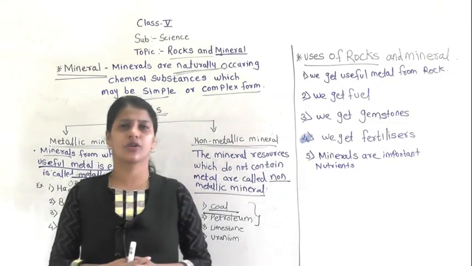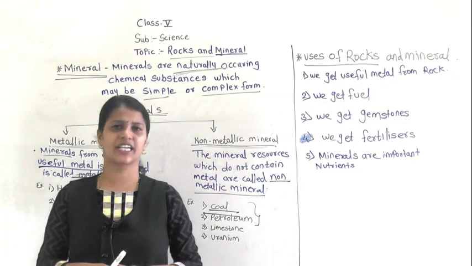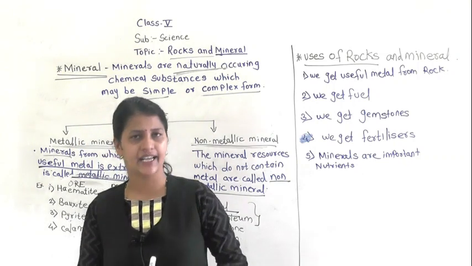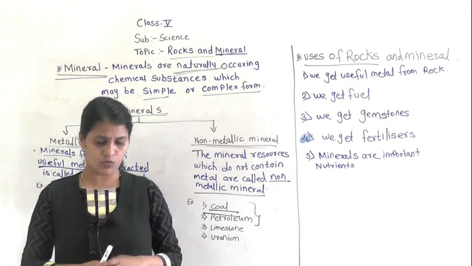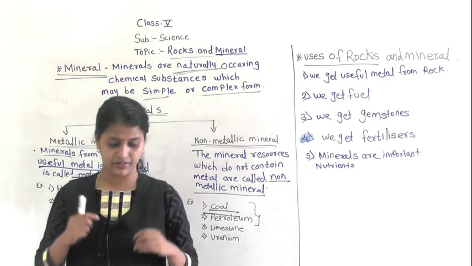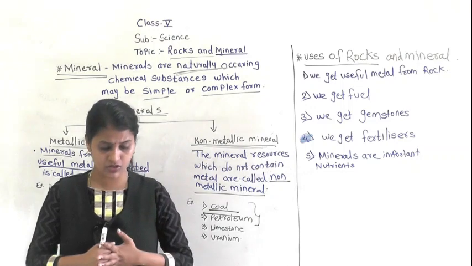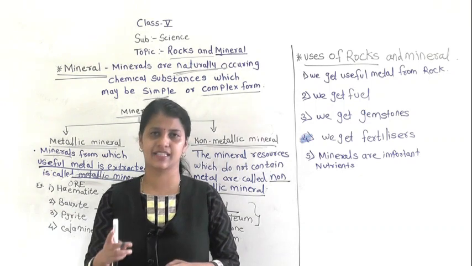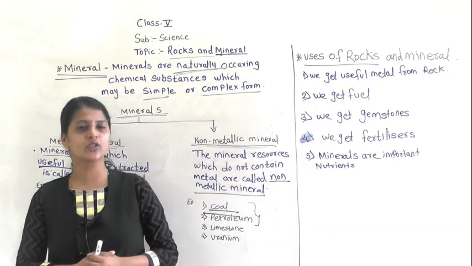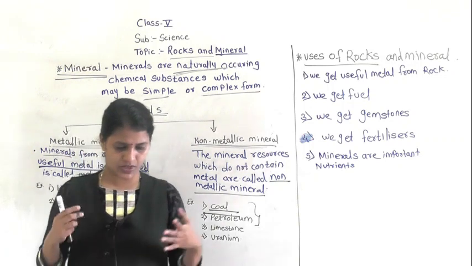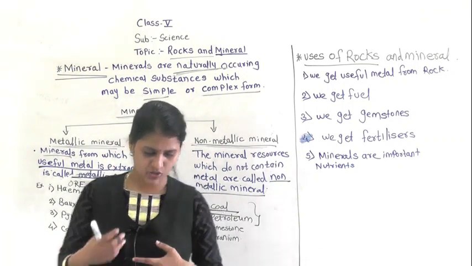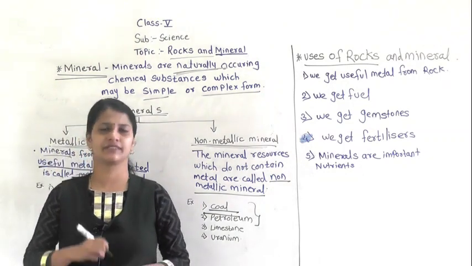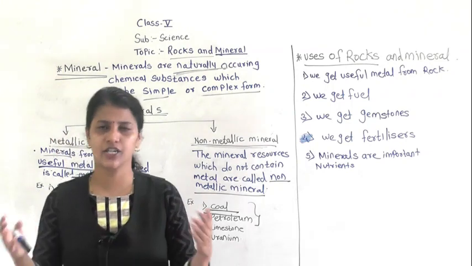Now, there are two MCQs given in your textbook. Go through them and choose the correct answer. The first: what is formed from the remains of plants buried inside the earth millions of years ago? Petroleum, coal or uranium? The answer is coal. Next, we get aluminium from which ore? Bauxite. I hope everyone has understood this.